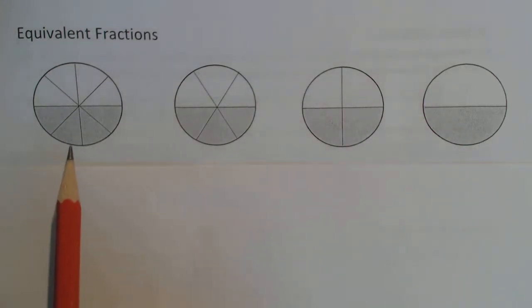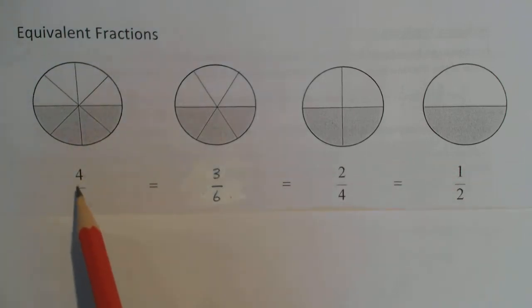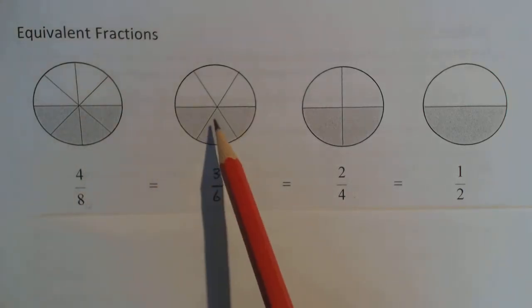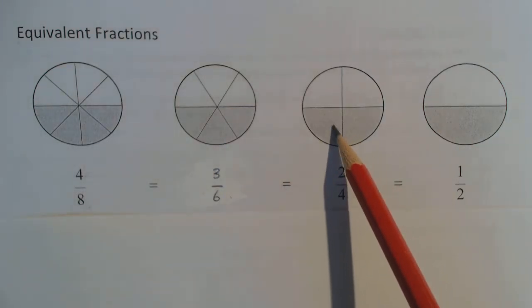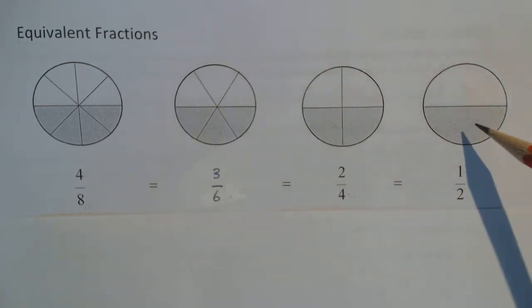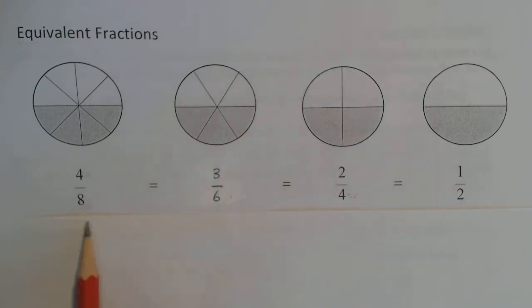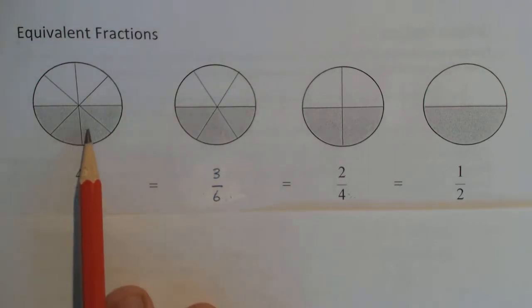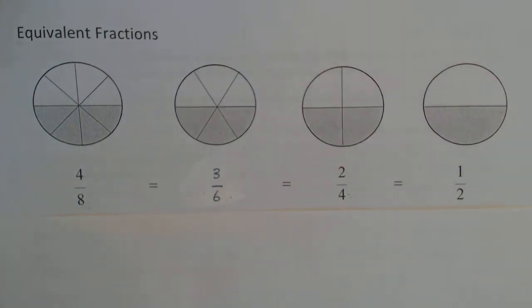Now you can see the first circle, 4 of the 8 parts have been shaded, so we get 4 over 8. In the second circle, you can see 3 of the 6 parts have been shaded. In the third circle, you can see that 2 of the 4 parts have been shaded, so we get 2 over 4. And in the last circle, you can see that 1 of the 2 parts has been shaded, we get 1 over 2. And you can see the value of all these fractions is equal to a half. If you look at these circles, a half of the circle has been shaded.